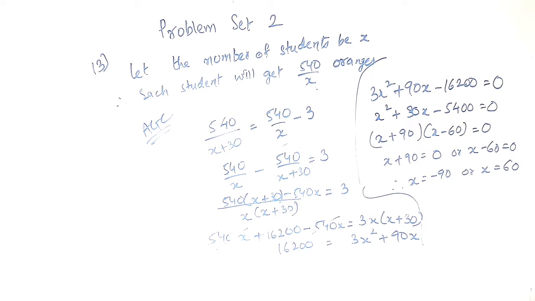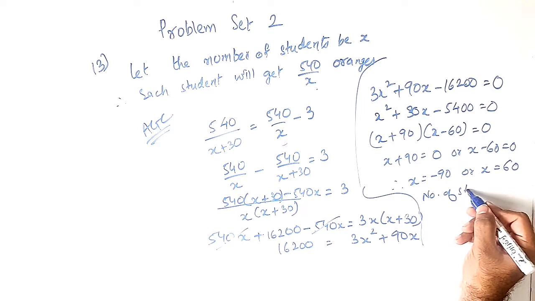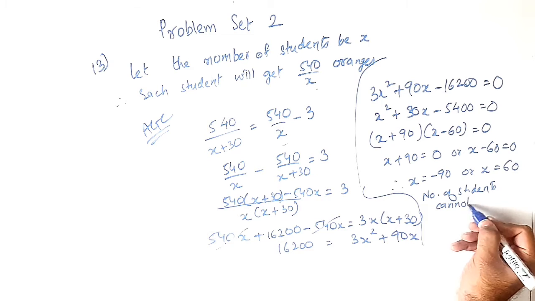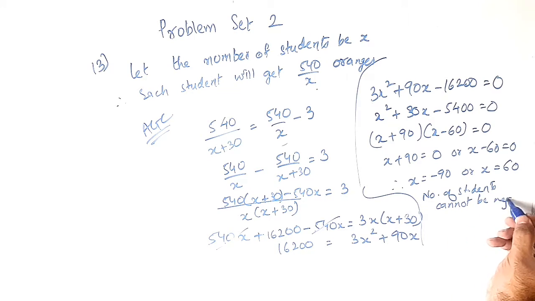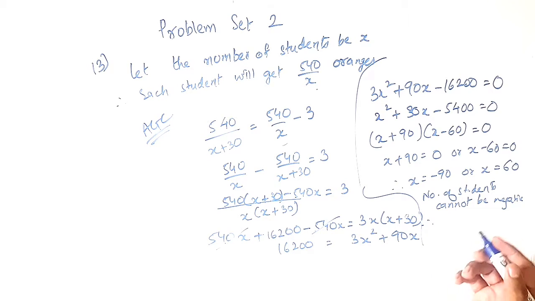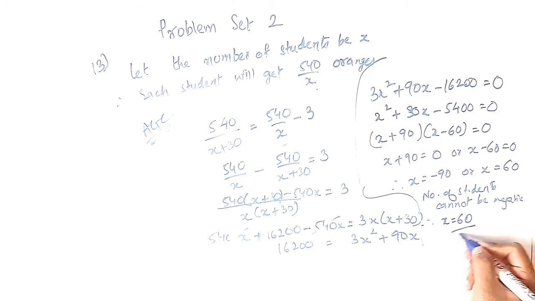Okay, now number of students cannot be negative. Therefore x is equal to 60. Number of students is how much? It is 60.